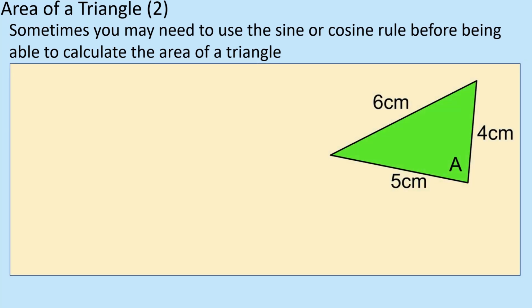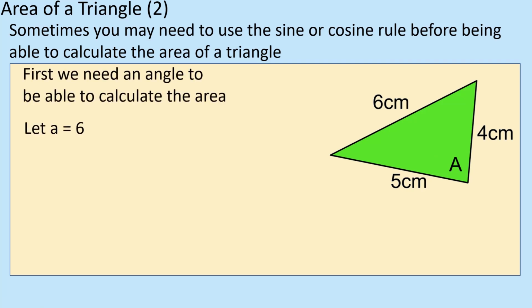So here we've got three sides and a missing angle. If I'm going to work out the area of this triangle, then I need to know the angle in between these two sides. The only reason I know that this is the cosine rule is because I've got all three sides and I want this angle. I don't have any angles at all to support me with using the sine rule. So it's going to be the cosine rule. Using the cosine rule, I'm going to let A equal 6, B equal 4 and C equal 5.